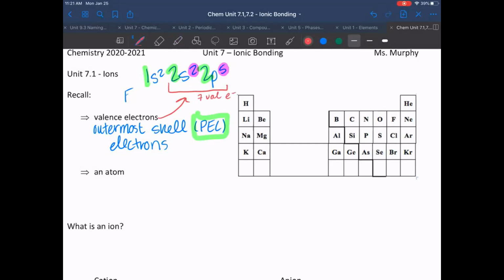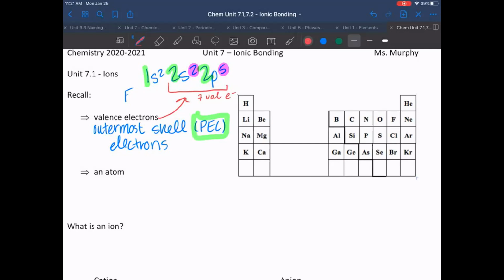The 1s electrons don't count because they're not in the outermost principal energy level. They're in the first principal energy level. The outermost principal energy level in our case is the second, so we count everything in the second principal energy level. We figure that out by the numbers highlighted in green. Any other questions?